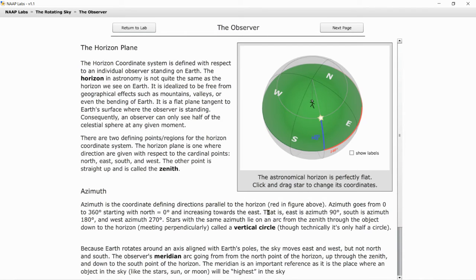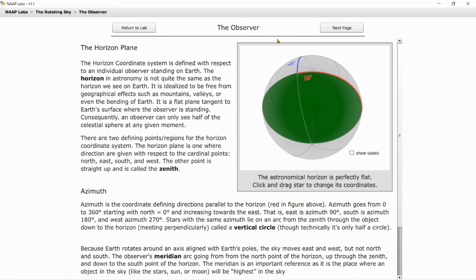The horizon plane. The horizon coordinate system is defined with respect to an individual observer standing on the Earth. The horizon in astronomy is not quite the same as the horizon we see on Earth. It is idealized to be free from geographical effects such as mountains, valleys, or even the bending of the Earth. It is a flat plane, tangent to the Earth's surface, where the observer is standing. Consequently, an observer can only see half of the celestial sphere at any given time.